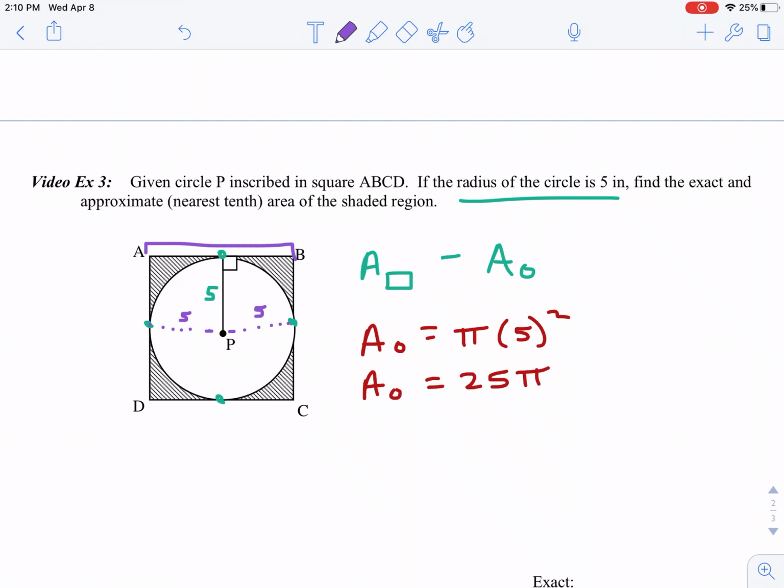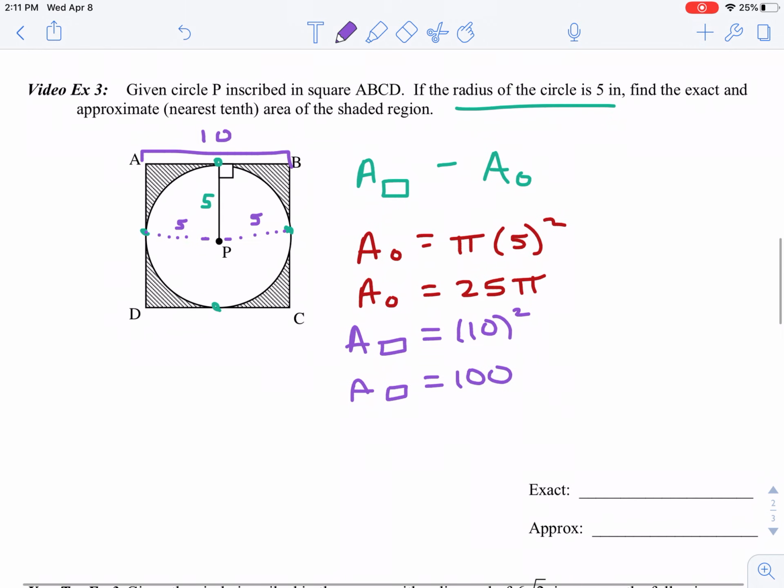Together, they would make a diameter of 10, which means I know that the area of the square, which is 10 times 10, or 10 squared, my area of that square has to be 100. Right? 2 radii make a diameter, and the diameter spans from one side of the square to the other.